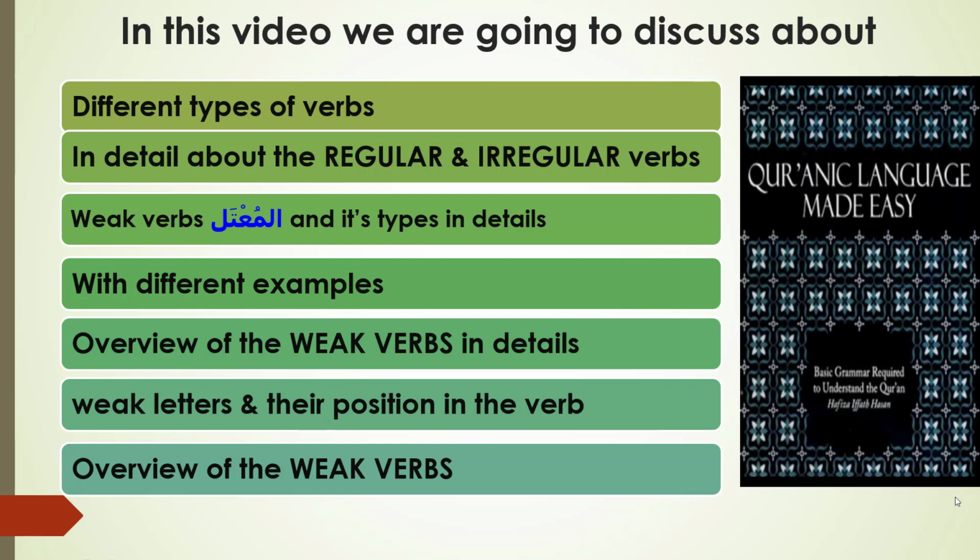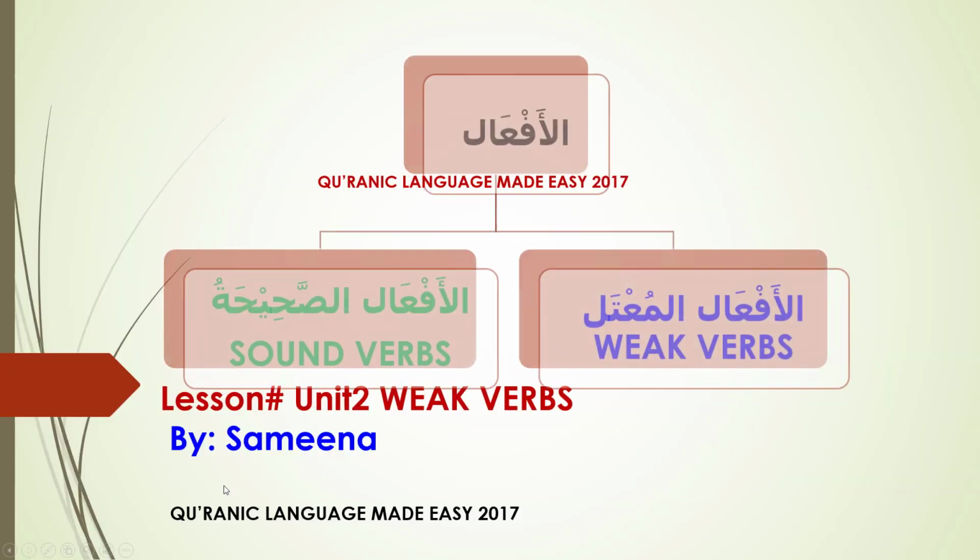In this video we are going to discuss different types of verbs in detail, the regular and irregular verbs, weak verbs, that is al-mu'tal, and its different types in detail with different examples. This video is the overview about the weak verbs, not in detail. We are going to learn about the weak letters and their position in the verb and the overview of the weak verbs. So let's begin.